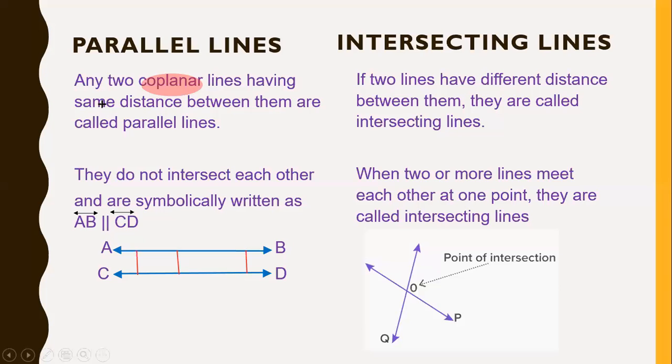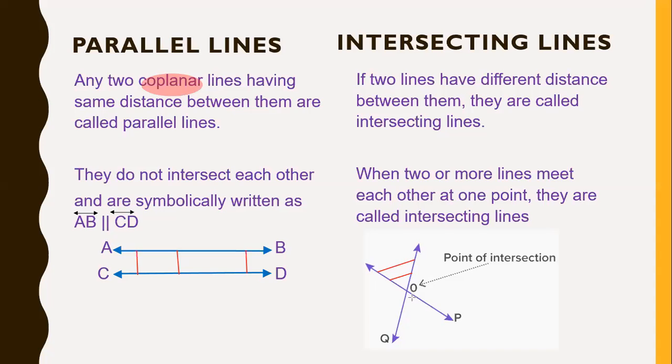So, can I say that any two coplanar lines, meaning two lines that lie in the same plane, having the same distance between them are called parallel lines? Okay? Is it clear? Now what about intersecting lines? Now look at the intersecting diagram carefully. Here, if I take these 2 points, the distance is, for example, 3 centimeter. My dear, if I take these 2 points, is it 3 centimeter?